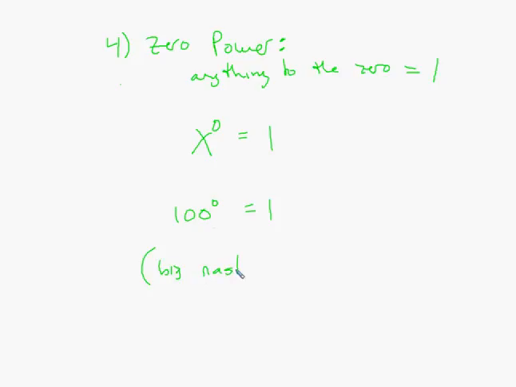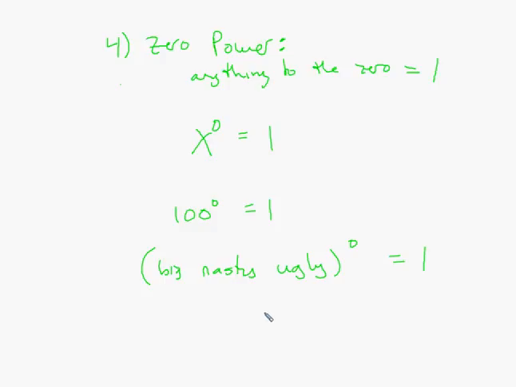Big, nasty, ugly. Put it to the 0, equals 1. Okay? Does not matter. Anything to the 0 power is 1. And that's going to be very useful when you're simplifying. If you see that, change it to a 1 right away, so you don't have anything too horrible.